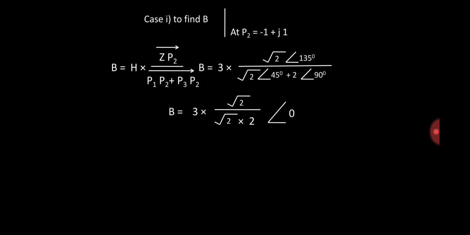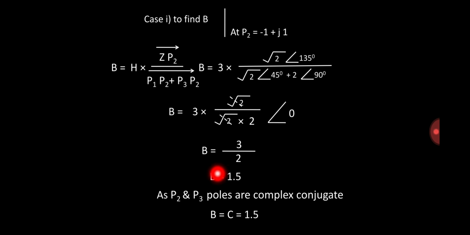Now we will use one trick here, as P2 and P3 are complex conjugate poles. So if B is equal to 1.5, then C is equal to 1.5. Only the imaginary part sign will get changed, but as there is no imaginary part available in B, B is equal to 1.5, so C is also 1.5. So we got the values of all the coefficients A, B and C.